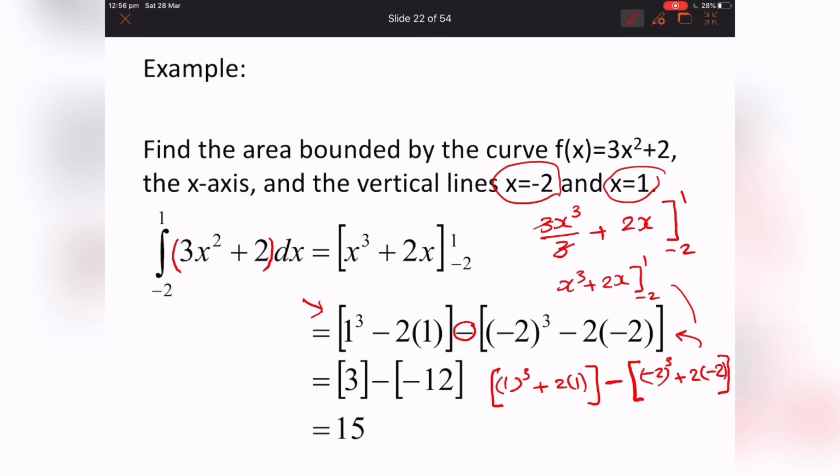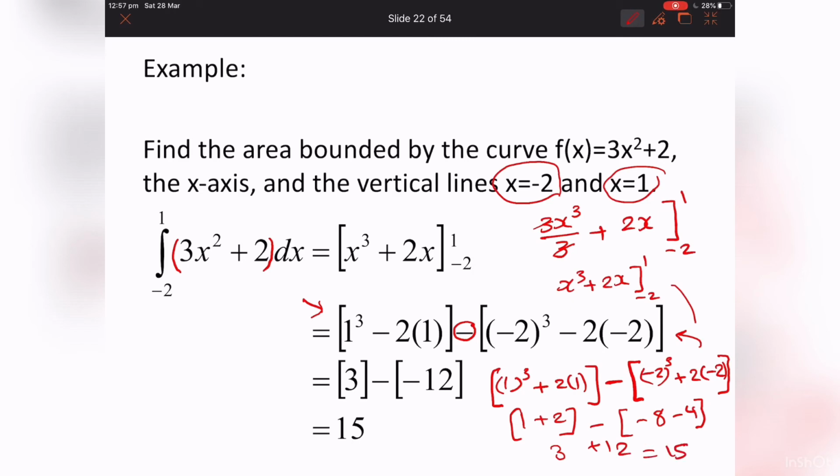So this becomes 1 plus 2, minus, this is minus 8, 2 times minus 2 is minus 4, which is minus 12. That's why we have 3 minus minus 12, which is plus 12, so this gives you 15.